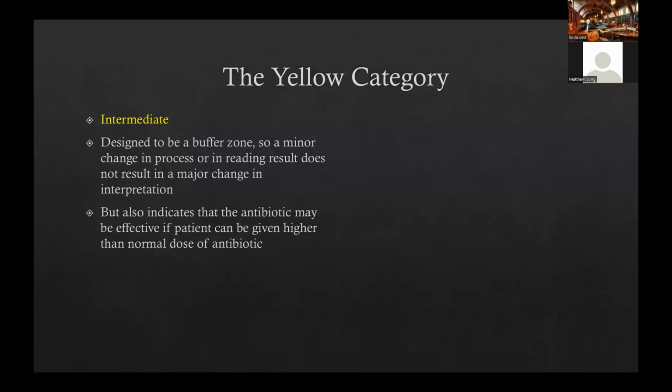If something goes from intermediate to susceptible, I'm okay with that. But if something goes from resistant to susceptible, then that can be a problem. So we like to have that kind of buffer zone there to be an in-between. But we also learned over the years that intermediate could also mean that the drug may still be susceptible if you can give higher than normal doses. Remember, the breakpoints are based upon the normal dose that's used. If you can bump the dose up a bit, then an intermediate might be just fine. You can treat an infection with a drug that's categorized as intermediate.